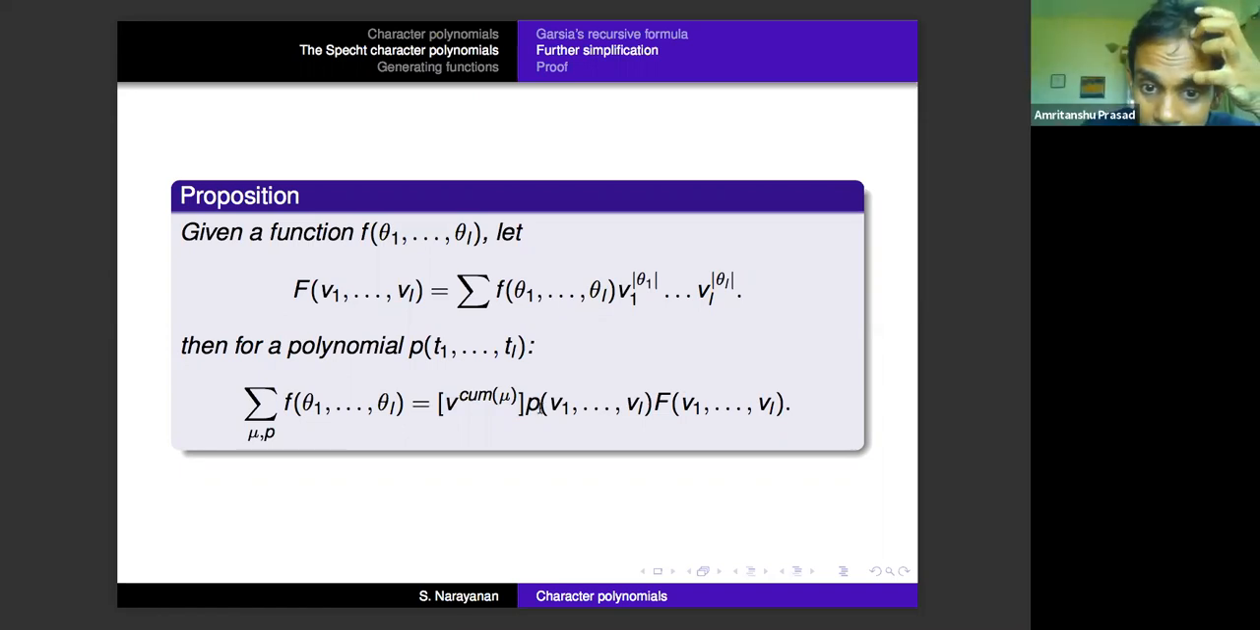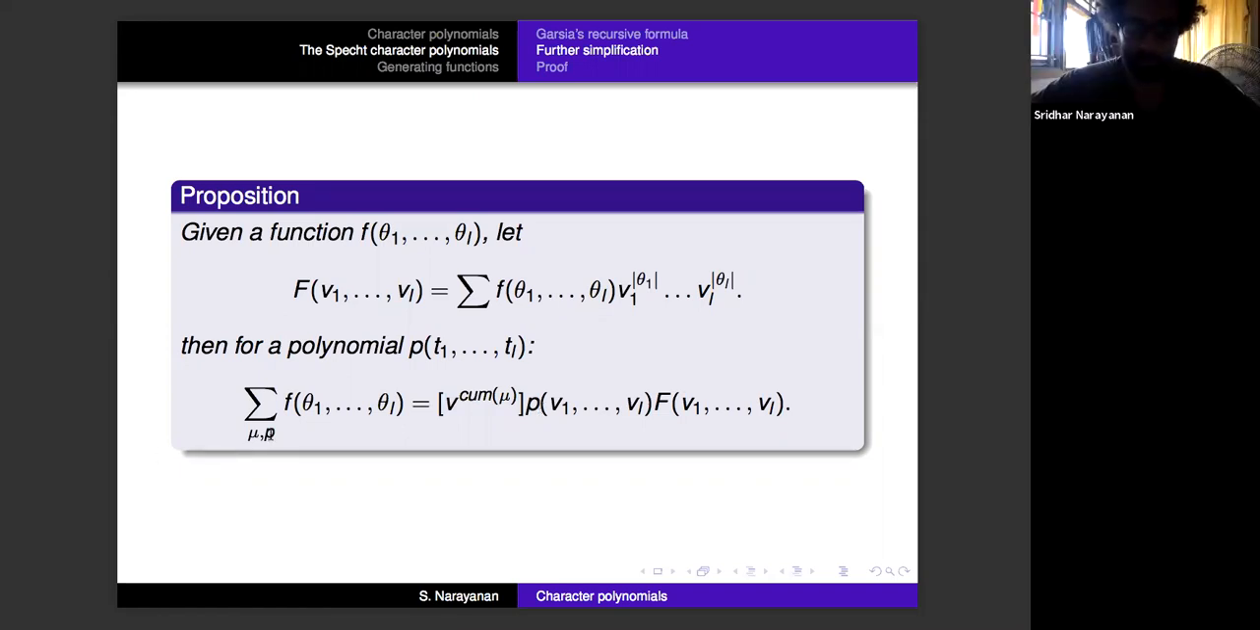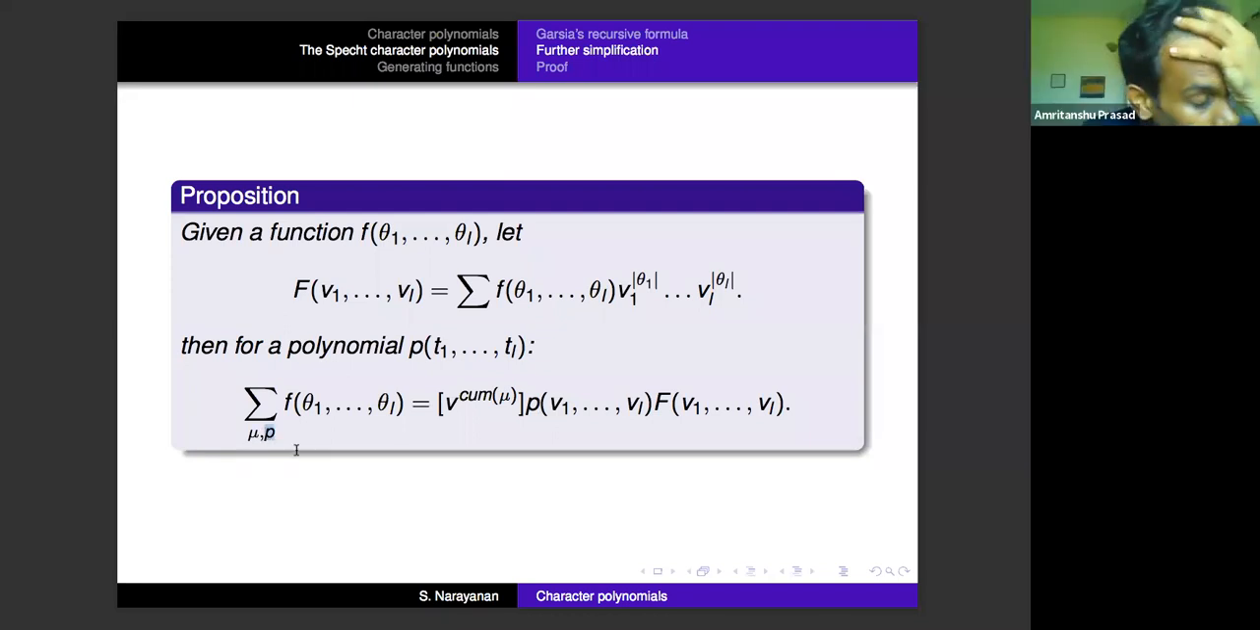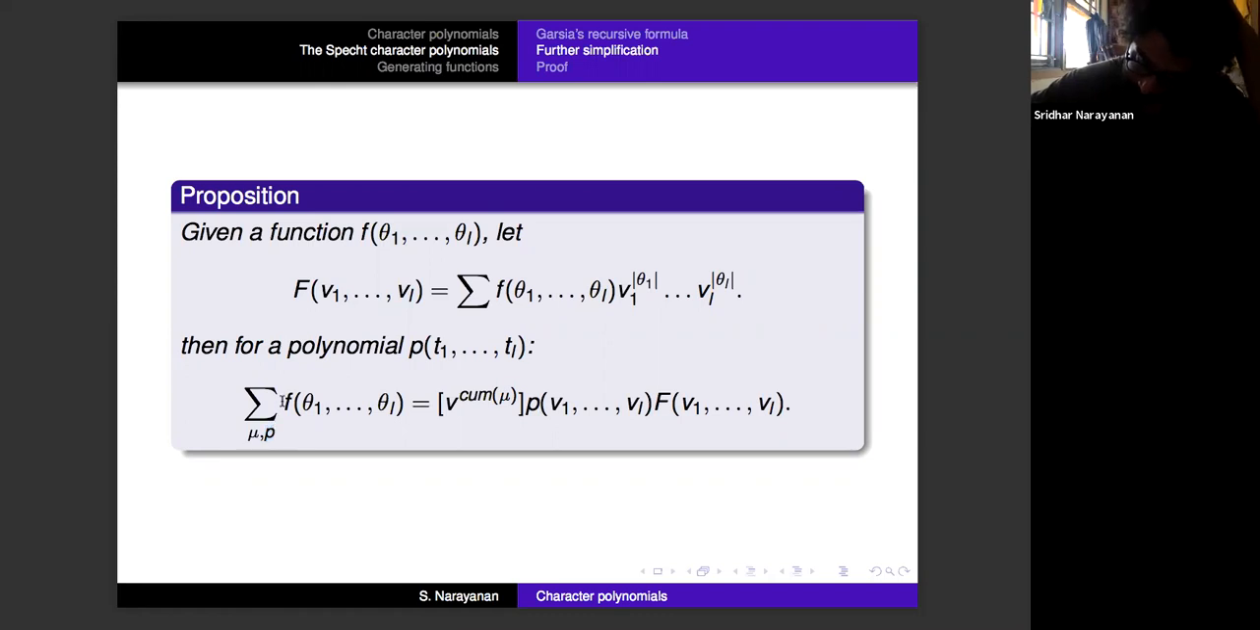Sorry, what is p? P is the polynomial over which I'm summing. Oh, yeah. Okay, there's one more thing. Right, so you can think of these f, for this generating function, these f theta 1 to theta l are basically the coefficients of v1 up through vl, right? V1 raised to theta 1 up to vl raised to theta l.